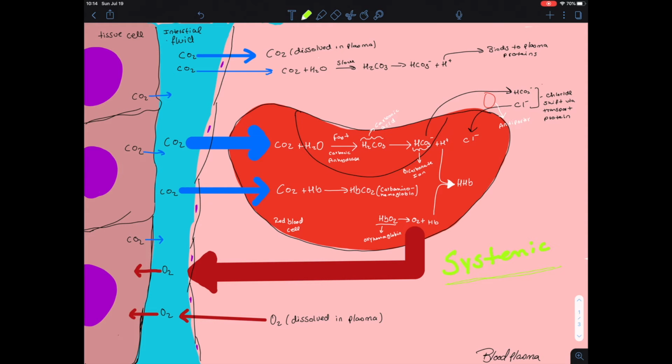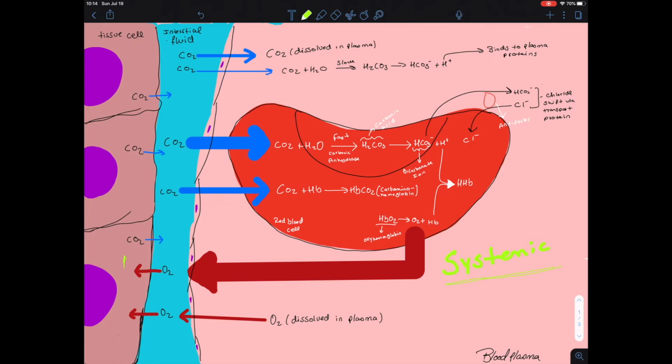Hi everyone, today I'm going to be talking to you about pulmonary and systemic gas exchange. So as you guys remember, the erythrocytes are oxygenated in the lungs and travel to tissue cells. So here we have an erythrocyte in a capillary, and then right here you have the tissue cells.